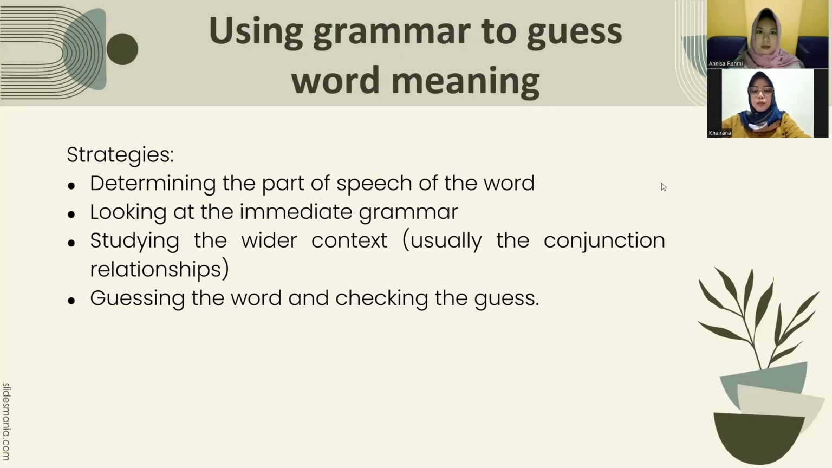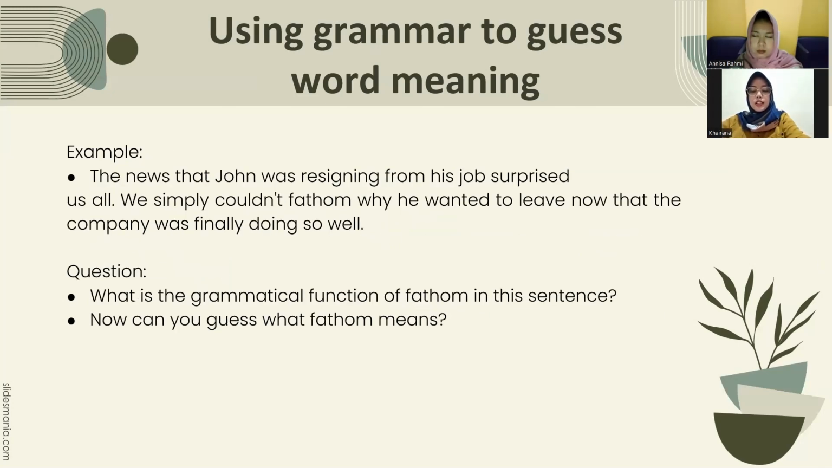How do you use grammar to guess word meaning? In guessing word meaning, we can use grammar. There are 4 strategies to use in using grammar to guess word meaning. First, determining the part of speech of the word. Second, looking at the immediate grammar. Third, study the wider context, usually the conjunction relationship. Fourth, guessing the word and then checking the guess. Then we go straight to the example of implementing that strategy.